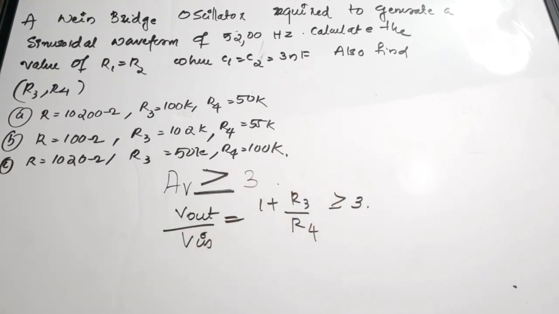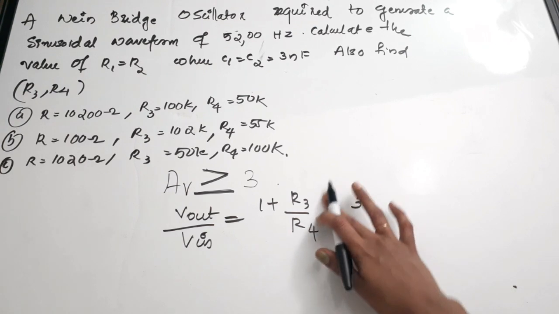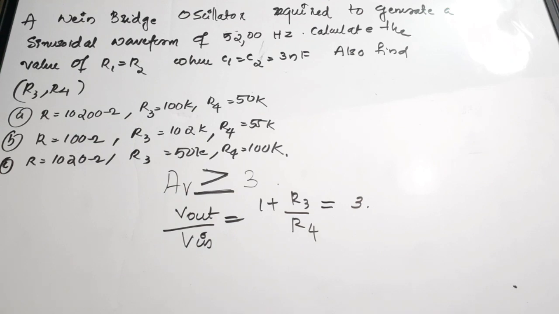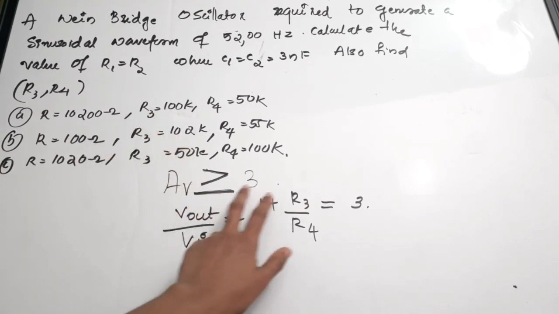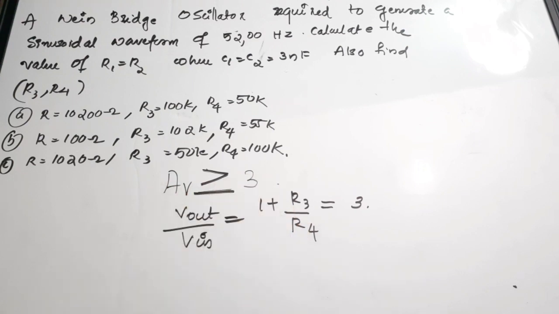Now, in order to solve for R3 and R4, we are going to take the relation that 1 plus R3 by R4 is equal to 3. We will consider that as of now, the gain of the amplifier is 3. In order to solve these type of inequality questions, we have to make an assumption that this gain is equal to 3. For an oscillator, there is an amplifier section and there is a feedback. For a Wien bridge oscillator, the feedback is given by the Wien bridge and there is an amplifier section also. The gain of the amplifier section should be greater than or equal to 3, that is, V out by V in, which is equal to 1 plus R3 by R4, is equal to 3.